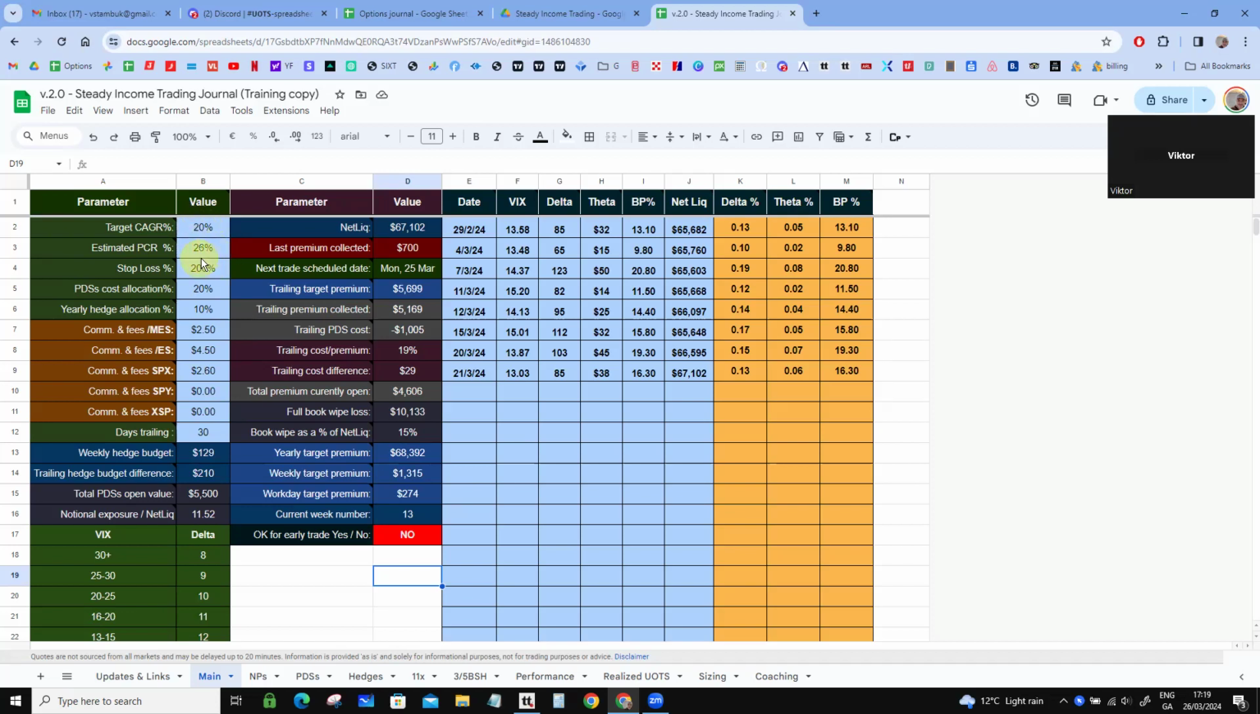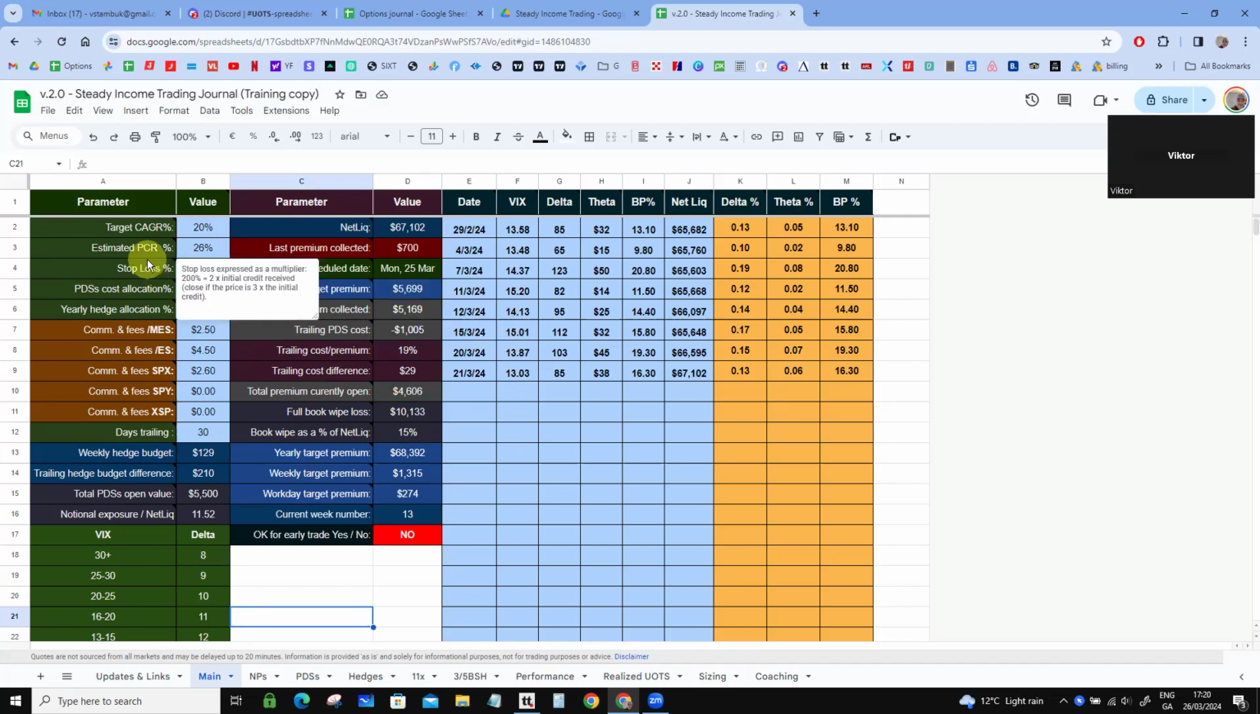Estimated PCR, by default here it's 26. It depends maybe a little bit on the instrument and the fees that you pay, and then also the deltas of the strategy. But using the MES as an underlying for this UOTS strategy, 26 is probably an appropriate estimated premium capture rate. And this is important because this number here is used to calculate different things. The formulas take this number and use it for coming up with the different things that are needed.